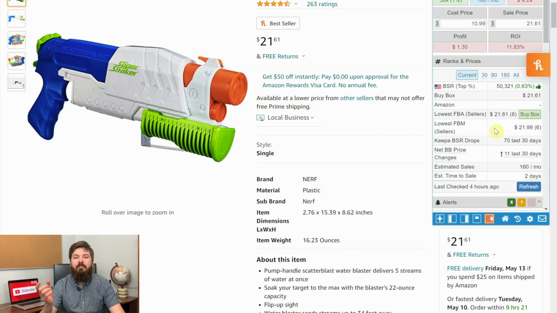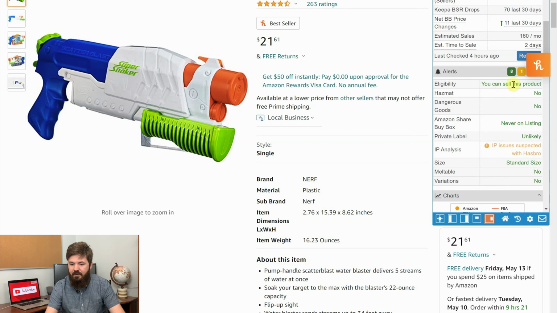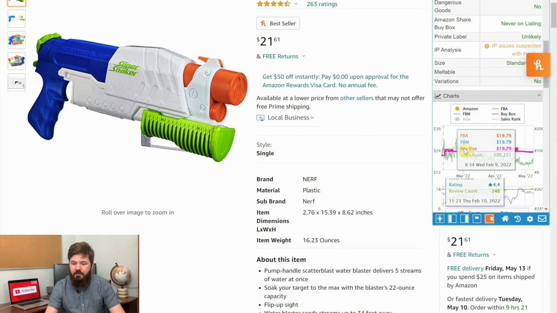You can see this gives a lot of information like Keepa does, with what your buy box is, what the sales rank is, your lowest FBA seller, lowest FBM seller, how much the sales rank drops over the last 30 days. You can see I could sell this product. It's not hazmat. It's not dangerous goods. It says there are IP issues suspected with Hasbro, which personally I don't have a lot of complaints about Hasbro. So it depends.